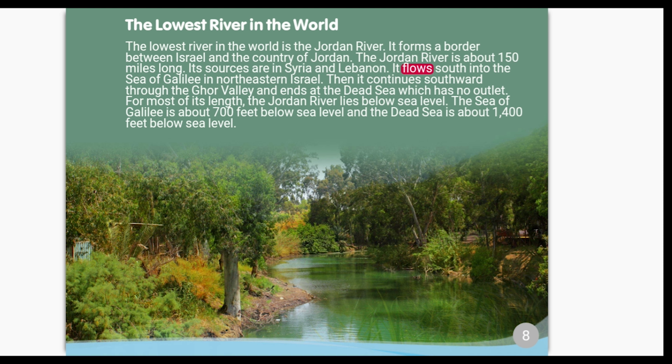It flows south into the Sea of Galilee in northeastern Israel. Then it continues southward through the Ghor Valley and ends at the Dead Sea, which has no outlet. For most of its length, the Jordan River lies below sea level. The Sea of Galilee is about 700 feet below sea level, and the Dead Sea is about 1,400 feet below sea level.